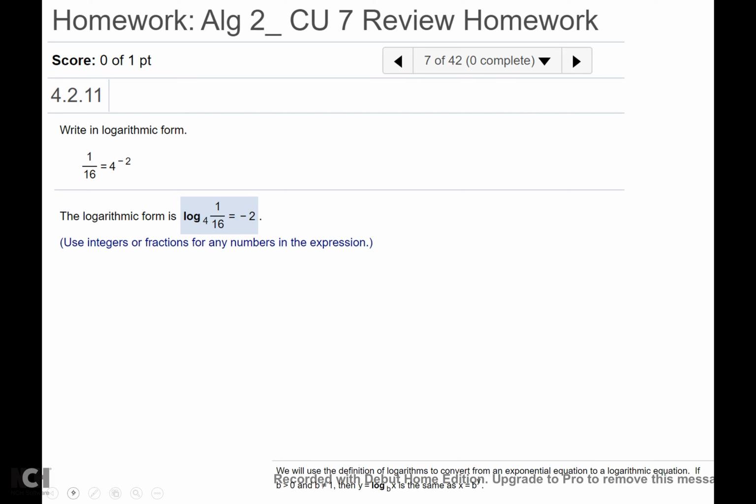Alright, write in logarithmic form. Okay, to write in logarithmic form, you put the base back under the log. So there's your base. It's got to go back to the other side under the log, and everything else will drop. So I have log base 4 of 1/16 equals -2.